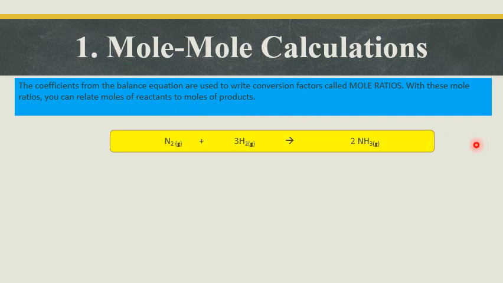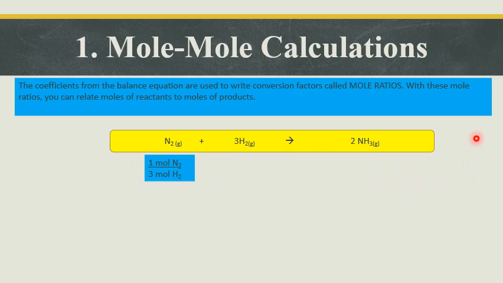What does that mean? Let's see. Nitrogen combines with hydrogen to give ammonia. So when you balance this equation, you can see the coefficients 1, 3, and 2. Let's see how to write the mole ratio or the conversion factor.